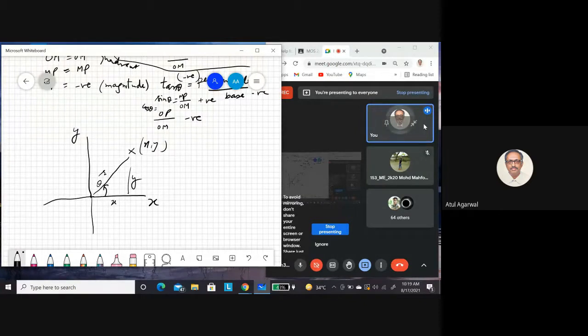So you say your radial distance is r square is equal to x square plus y square, or your r is x square plus y square under root. We take only the positive root. Theta you can say is tan inverse of y by x. So this is, I think, enough information on polar coordinates.